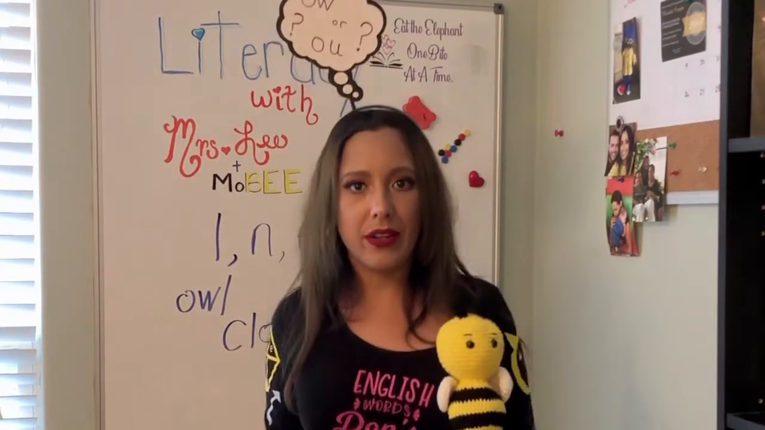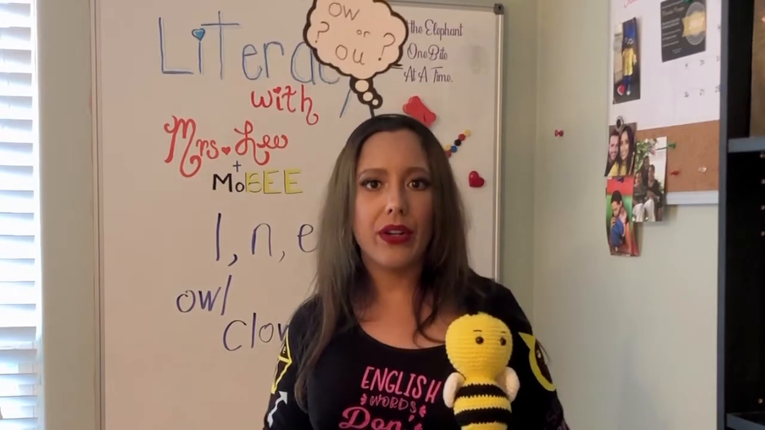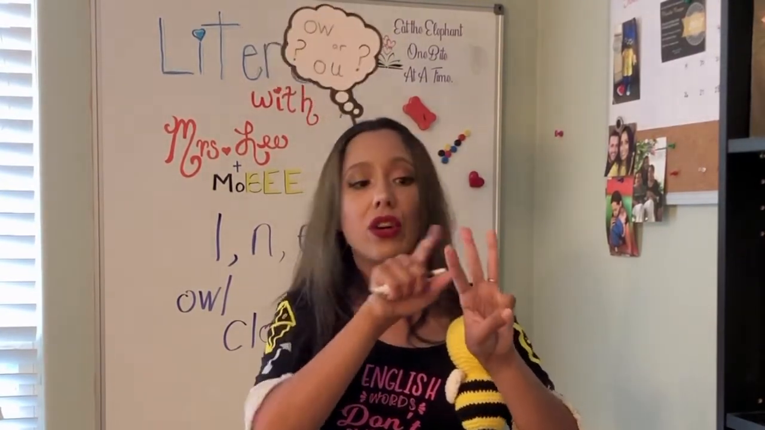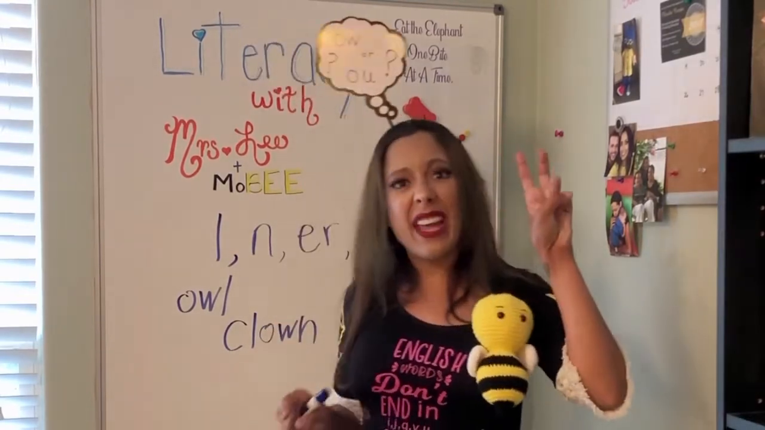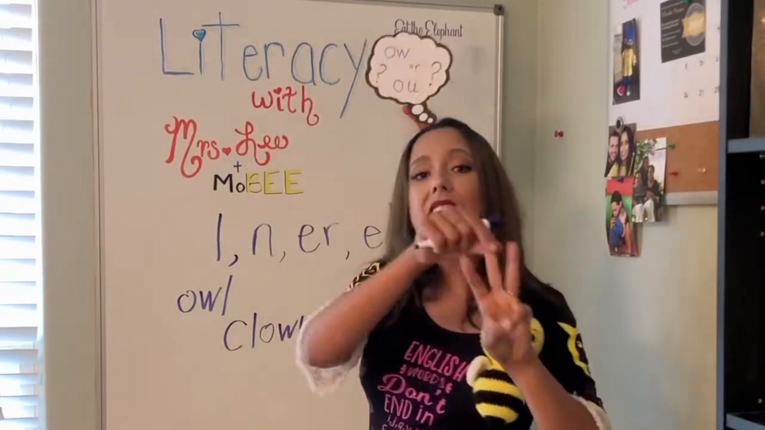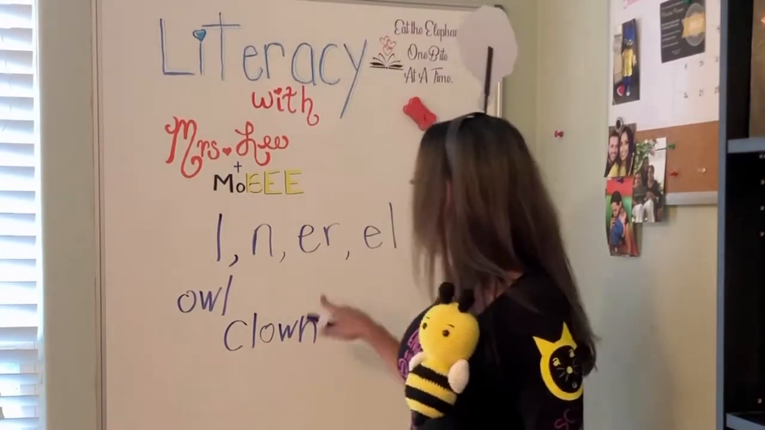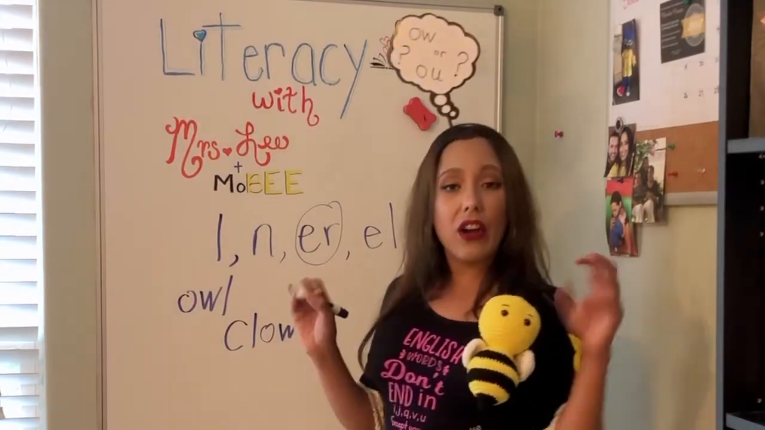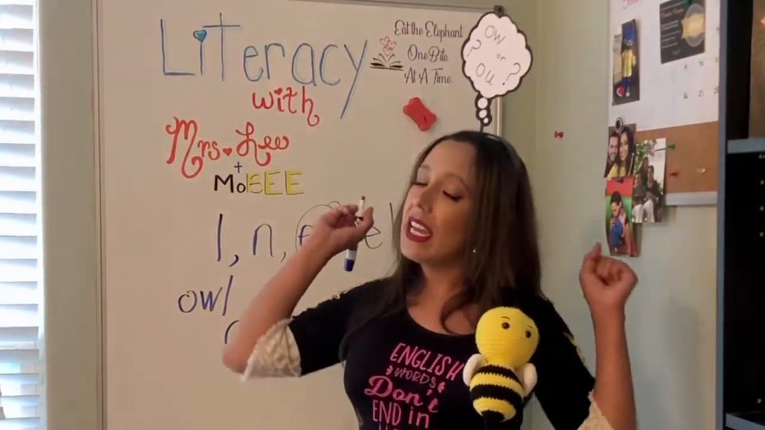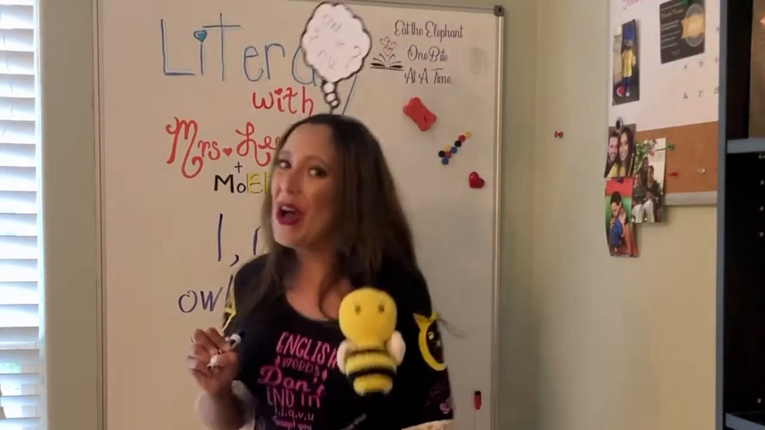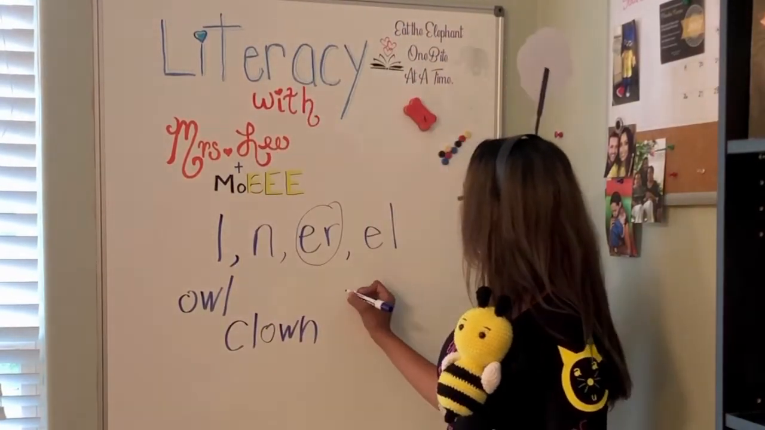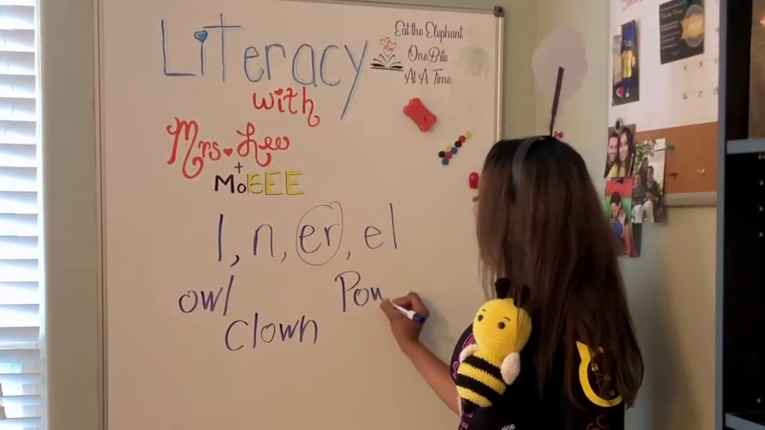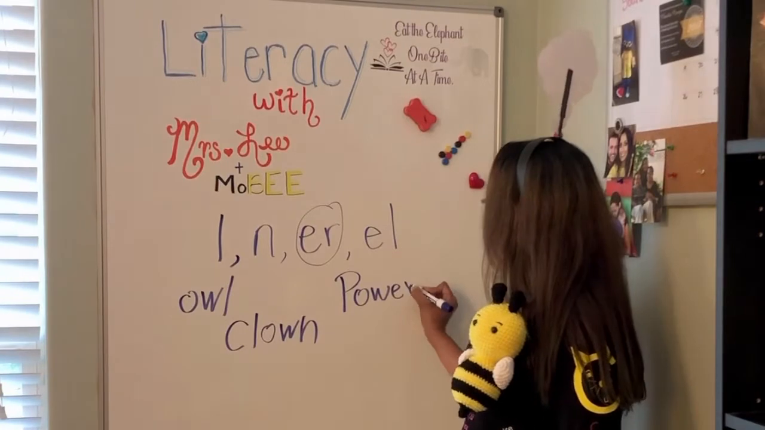Let's try this one. Ooh, power. Power. You ready? Ow. I hear that at the end, and I hear that ow in the middle. And I know because it ends in an ER, that ow sound is going to be spelled as an OW. So let's spell it. Power.